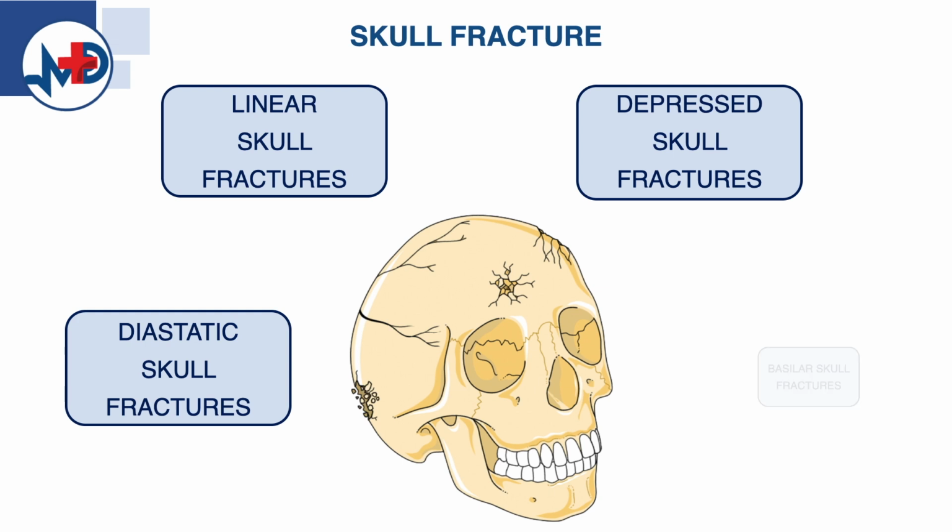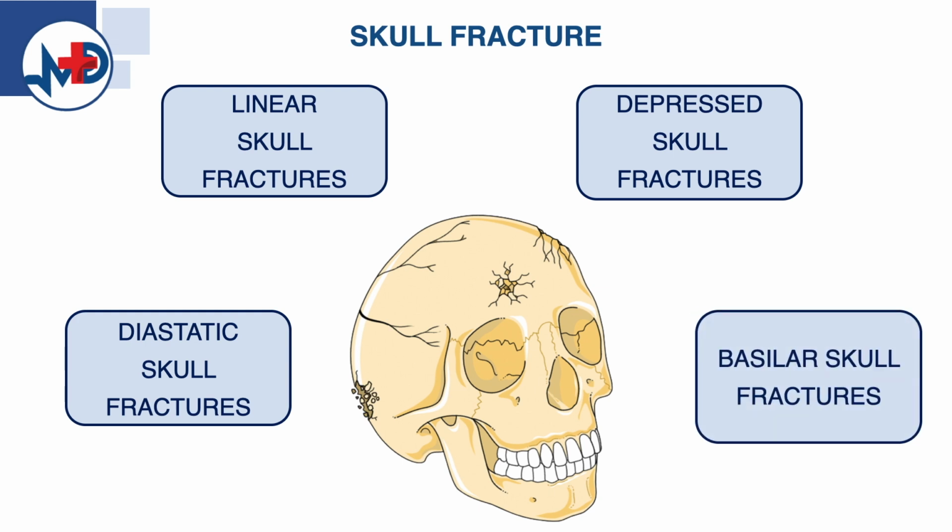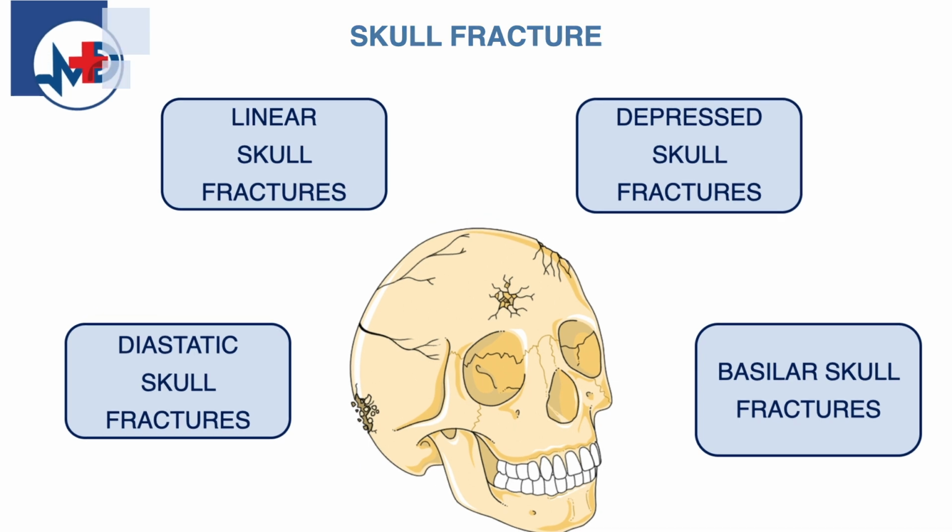Lastly, we've got the basilar skull fracture. This is the most serious type of skull fracture, and it involves a break in the bone at the base of the skull. Patients with this type of fracture frequently have bruises around their eyes and a bruise behind their ear. They may also have clear fluid drainage from their nose or ears due to a tear in a part of the covering of the brain.